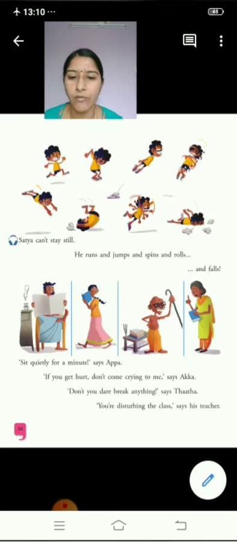Sit quietly for a minute, says Appa. If you get hurt, don't come crying to me, says Akka. Don't you dare break anything, says Tata. You're disturbing the class, says his teacher. Okay, shall we move on to the next page now?